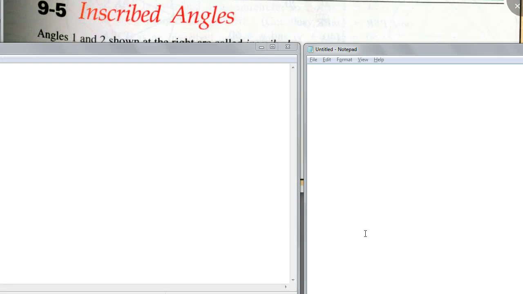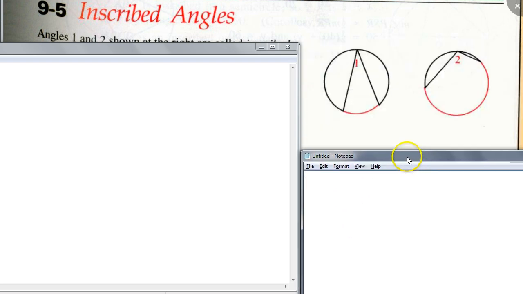Inscribed angles is our topic. We're going to learn lots of stuff about inscribed angles. There will be two theorems and a bunch of corollaries from one of the theorems. So first of all, we're going to define for you what an inscribed angle is, but let me show it to you. There are two examples of inscribed angles.